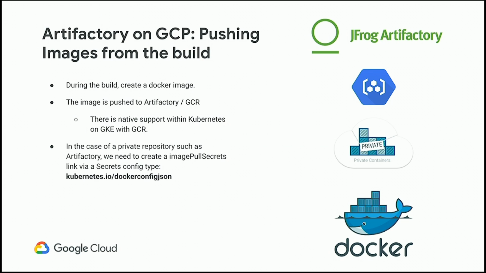Okay, so part of how Artifactory is used on GCP. We push images from the build. Obviously, during the build step, we create a Docker image. That's pushed to Artifactory. It can also be pushed to GCR, Google Container Registry. Note that that GCR implementation is a really good choice because there's native support within GKE. In the case where you're using a private repository, such as we are in this instance, we need to create an image pull secret with a secret config type using that kubernetes.io/dockerconfigjson.